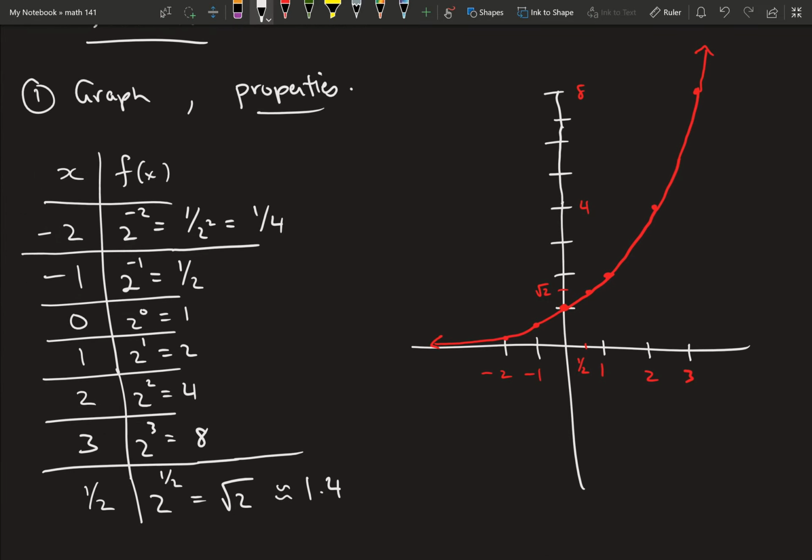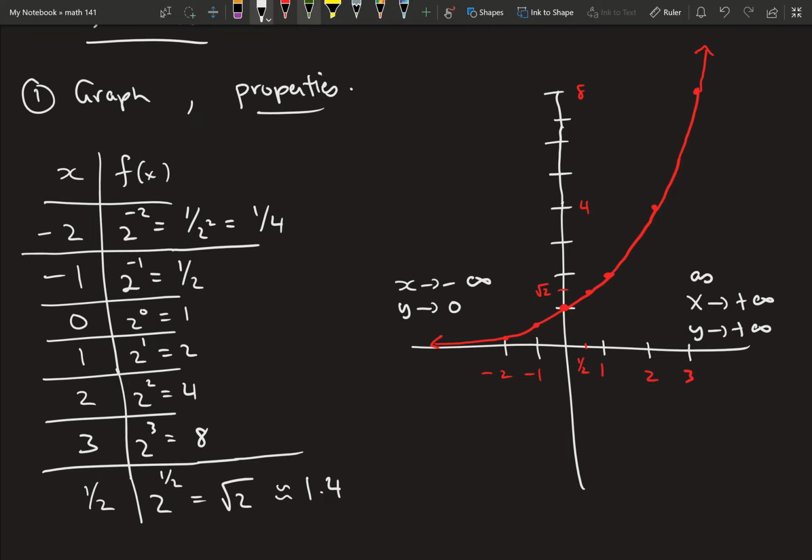So let's just state that. Note here that as x goes to positive infinity, the y values also go to positive infinity because it's growing and growing and growing. And as x becomes smaller and smaller and smaller, notice that these values are getting closer and closer to 0. So the y values actually go to 0. They never touch 0, but they get closer and closer.